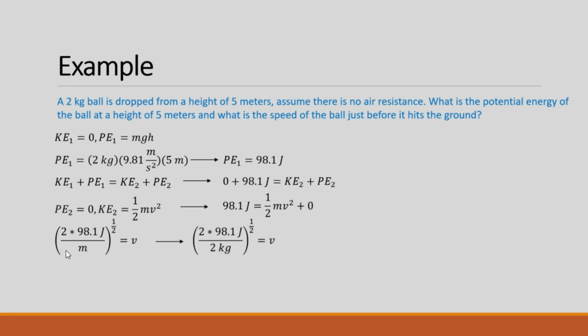Now, let us rearrange this formula to solve for velocity. So we get that velocity is equal to the square root of 2 times the initial energy divided by the mass. Plugging in the values, we get that the final velocity of the ball is equal to 9.9 meters a second just before it hits the ground.